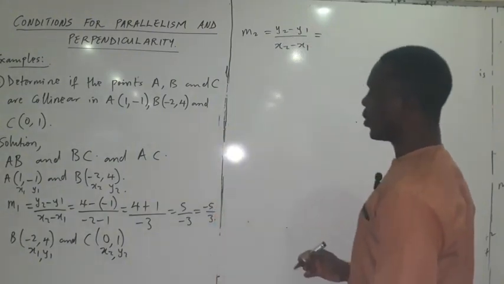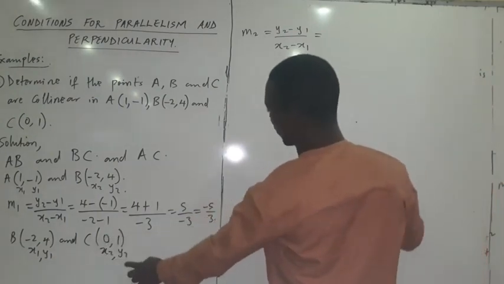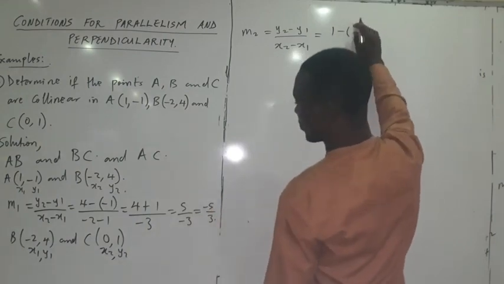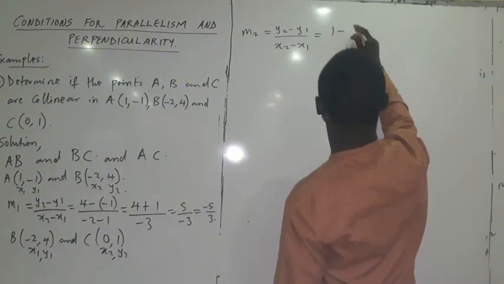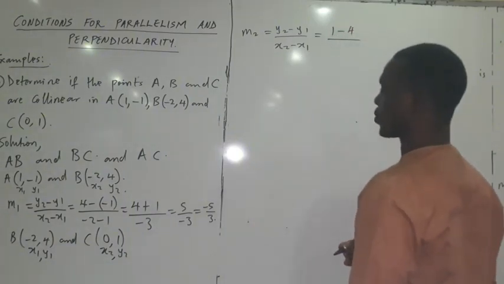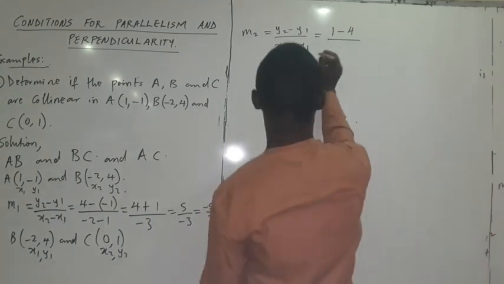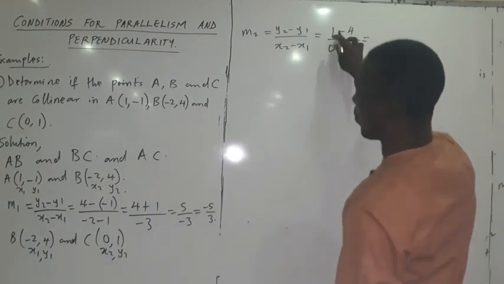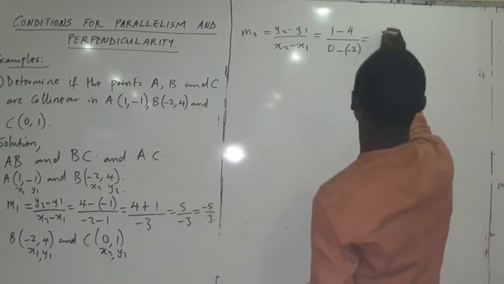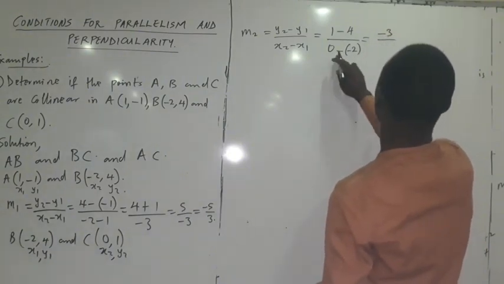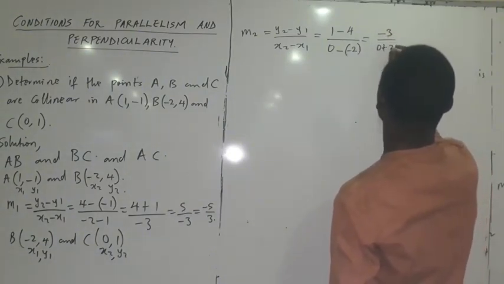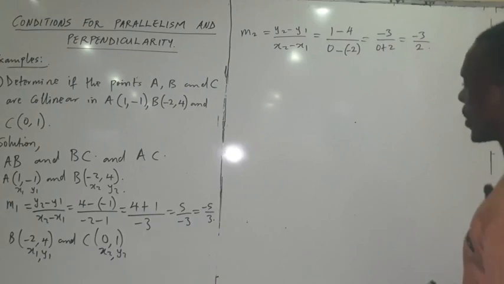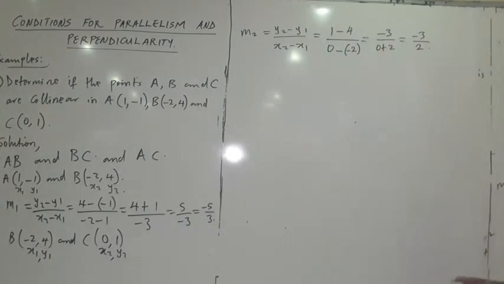So what is y2 from BC? y2 is 1 minus y1, that is 4, all over x2, that is 0 minus x1, minus 2. So which is equal to 1 minus 4, that is minus 3, all over minus times minus, that's plus, 0 plus 2. So which is equal to minus 3 over 2. So minus 3 over 2 and minus 5 over 3 are not the same.